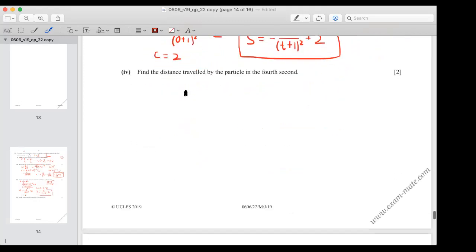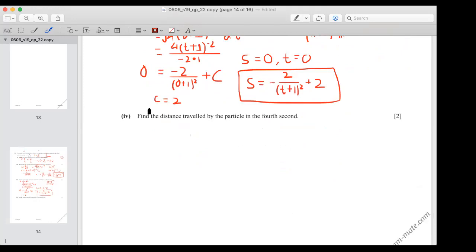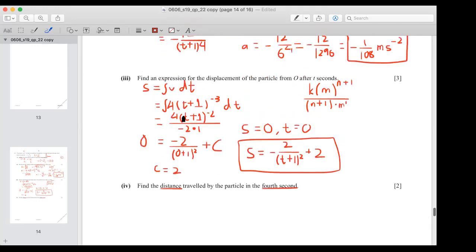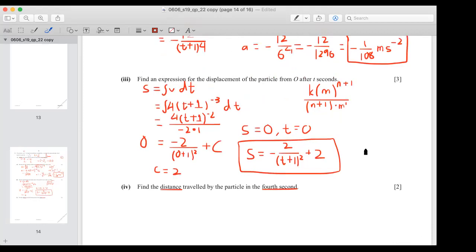Okay, now on to the final sub-question. Find the distance traveled by the particle in the 4th second. So what is the distance? Now we have to pay attention. Take note that it says distance and not displacement. If you know science, displacement and distance are totally different things. It applies the same to math.